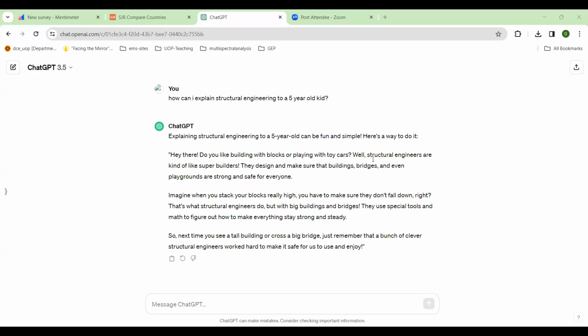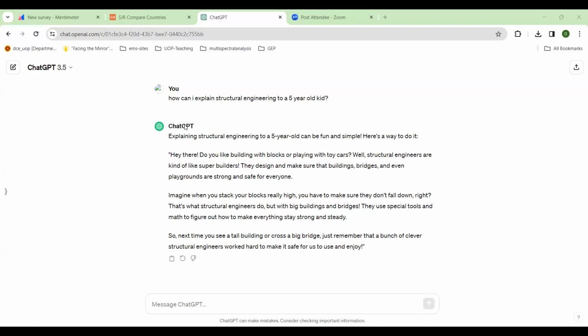It is generating me a response, the one with the highest probability that it thinks would be a good way to explain structural engineering to a 5-year-old. So imagine you are stacking a bunch of building blocks, something like that, and it's using that example to say what structural engineering is all about.